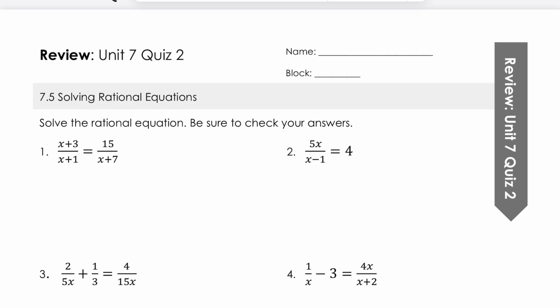All right, so we start off with solving rational equations. And with these, we always want to work on getting a common denominator first. So for number one, actually before we go on number one, let's go with this, common denominator, like that is key.